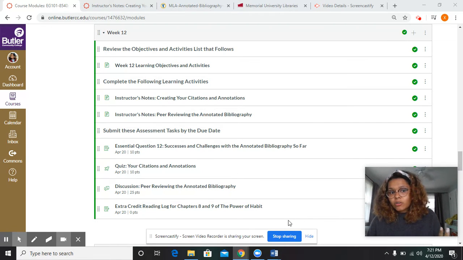You can find that also in the learning objectives and activities list, but I don't know how thoroughly you all go in and read learning objectives. I put them on the board back when we were in face-to-face, but who knows?